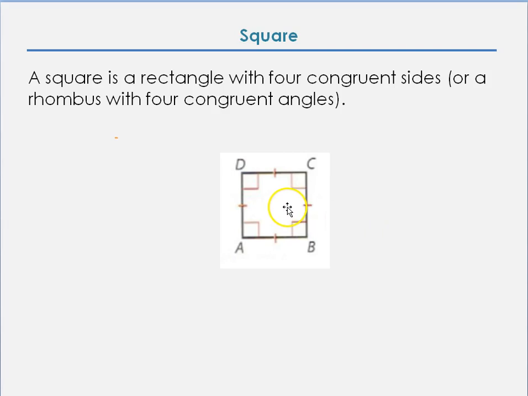We have the square. You know the square. The square is a rectangle. The square is a rectangle that has congruent sides, all the same length, and it also has congruent angles.